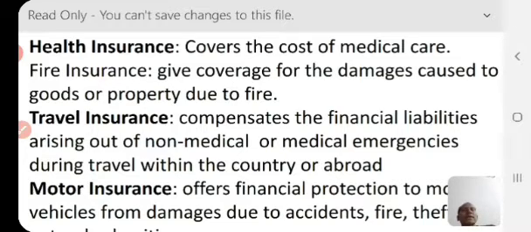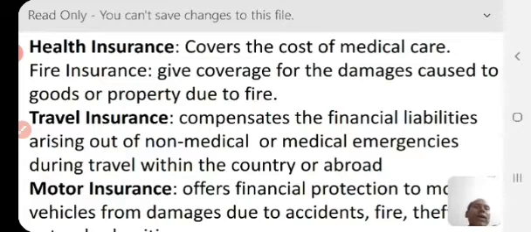Next, fire insurance. Fire insurance gives coverage for damages caused to goods or property due to fire. Yes. We shall take an example. There are 1,000 computers in our warehouse. They are manufactured and stored for selling. Unexpectedly, 20 computers are robbed by thieves. 20 computers.